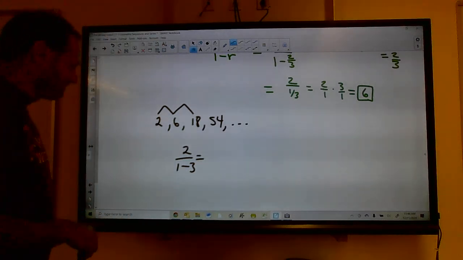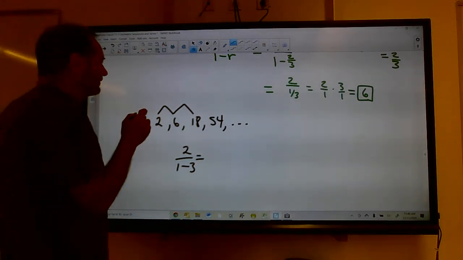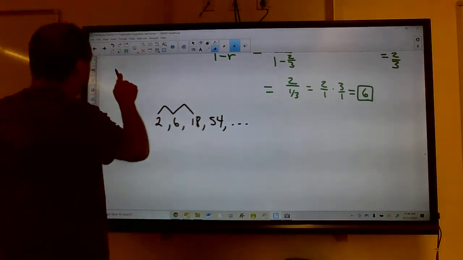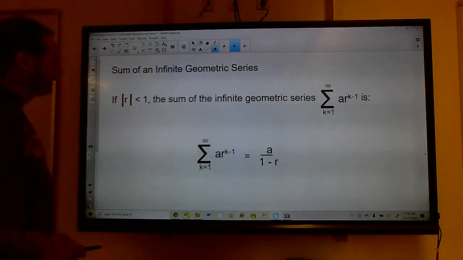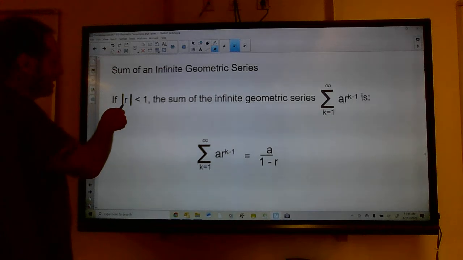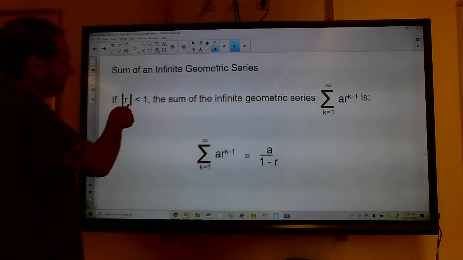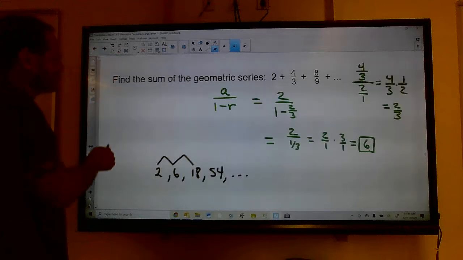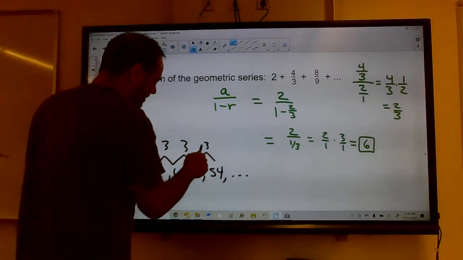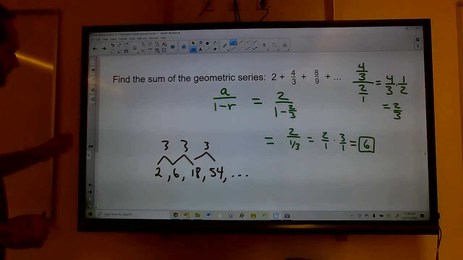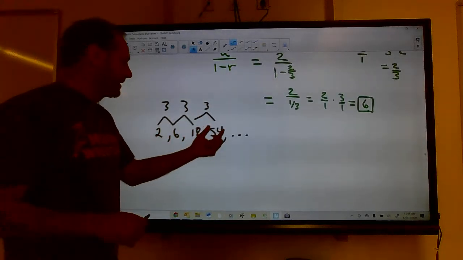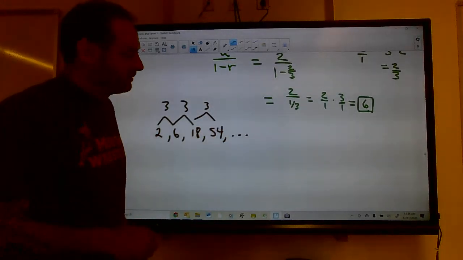Okay, so what happens with this? Well, we can't even use the formula. It doesn't work because it violates this rule here: the absolute value of r is bigger than 1. Because it's 3, right? So, since it's 3, if we start adding these up, these numbers just get bigger and bigger and bigger. And so this is going to go to infinity, if I find the sum.